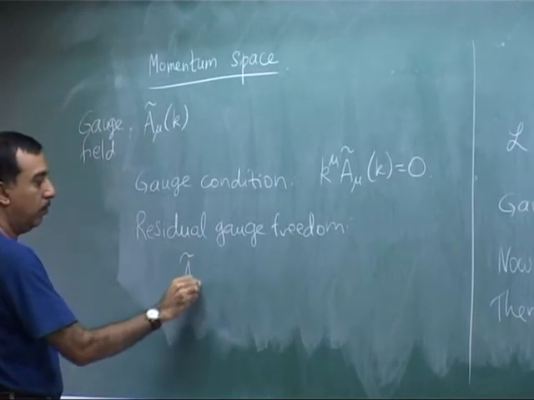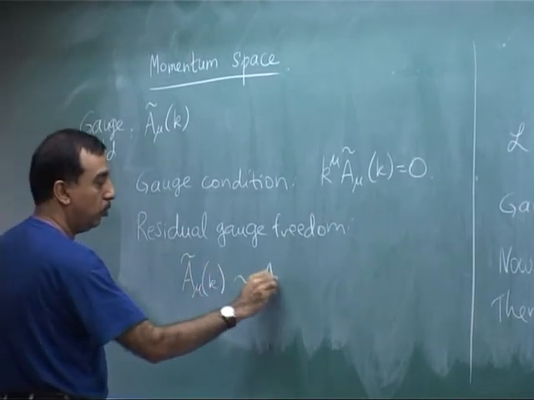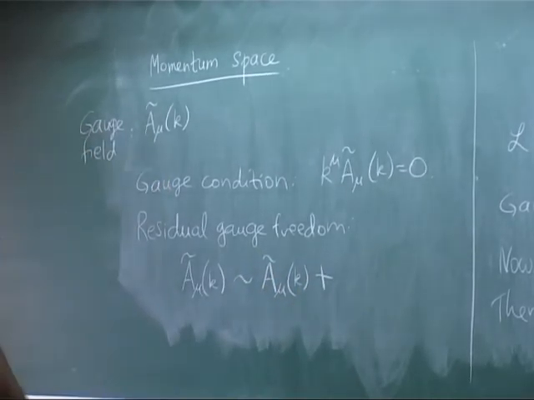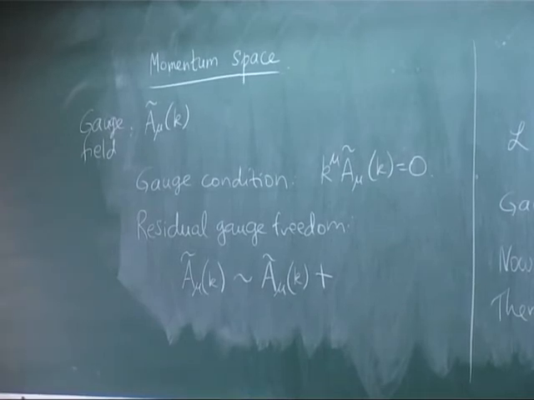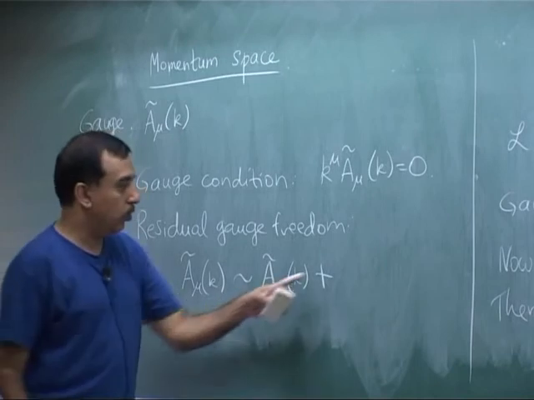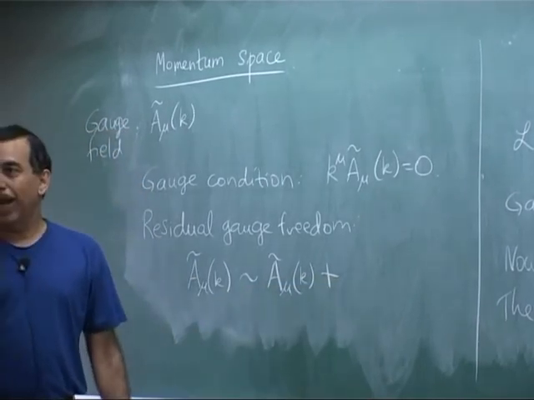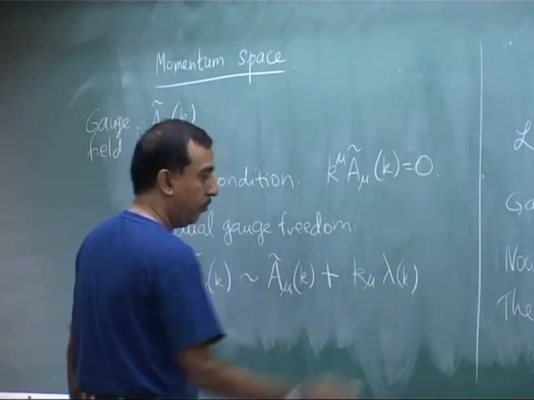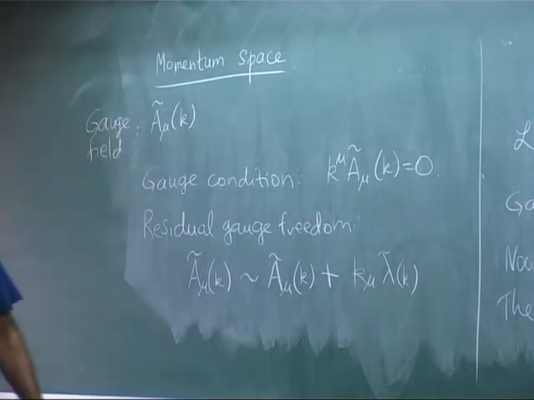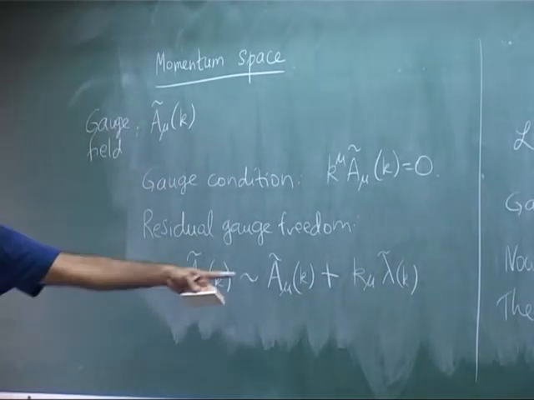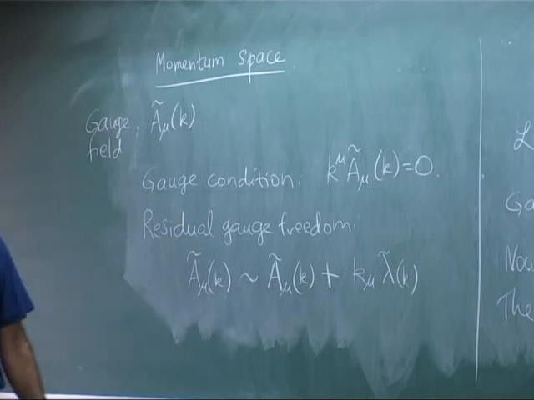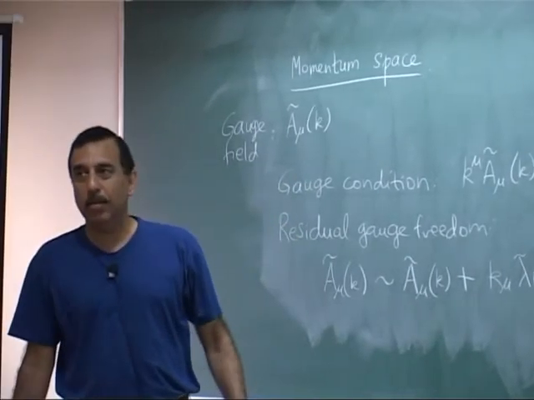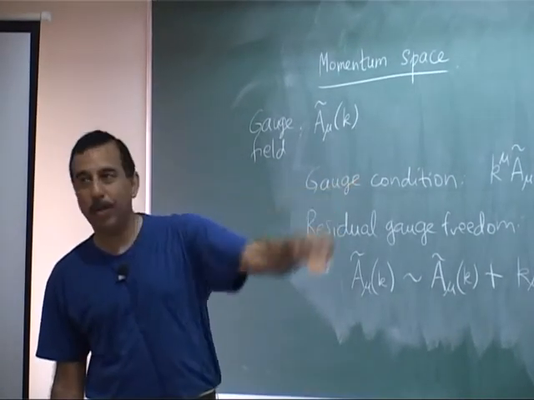A mu tilde of k is equivalent to A mu tilde of k plus del mu of lambda, so in this language it's k mu times some lambda of k. Okay, this is a general gauge transformation, but the only one which preserves this gauge is the one satisfying that equation on the right: del mu of lambda equals 0.